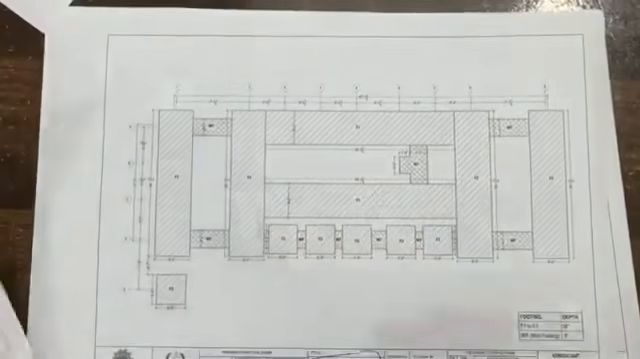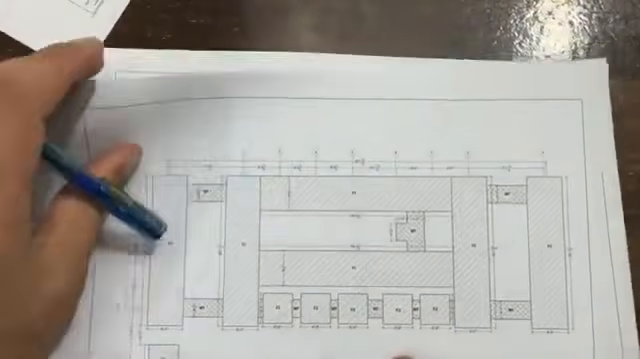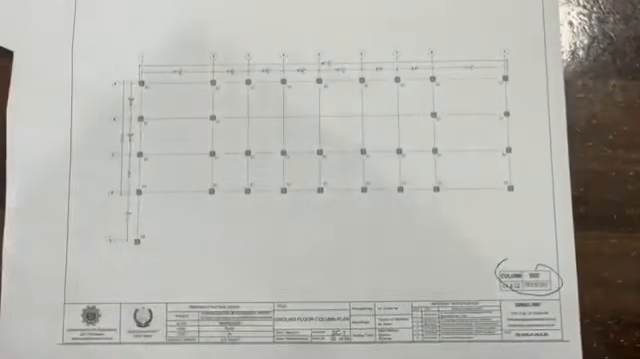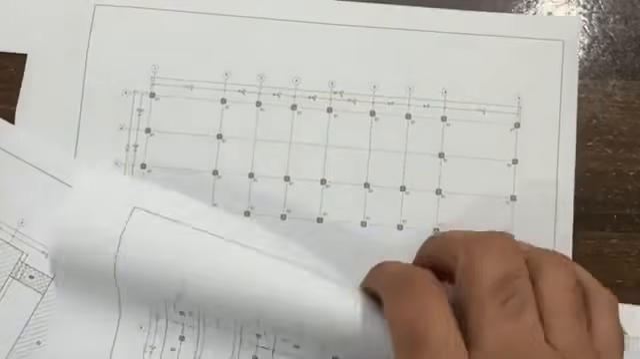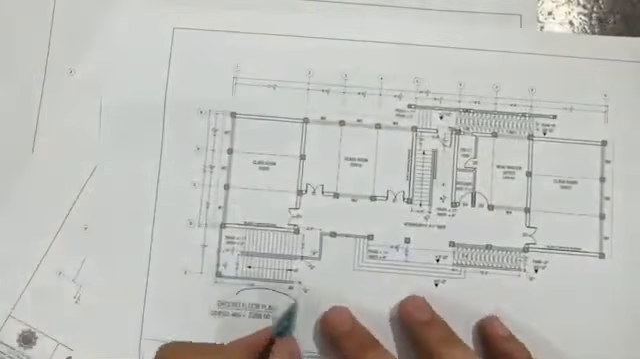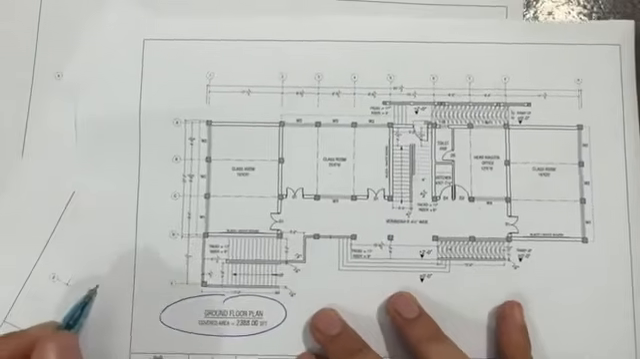And the covered area you can find in the first drawing, as I discussed before. Let me show you the first drawing. This is the first drawing, and the total covered area is 2388 square feet.